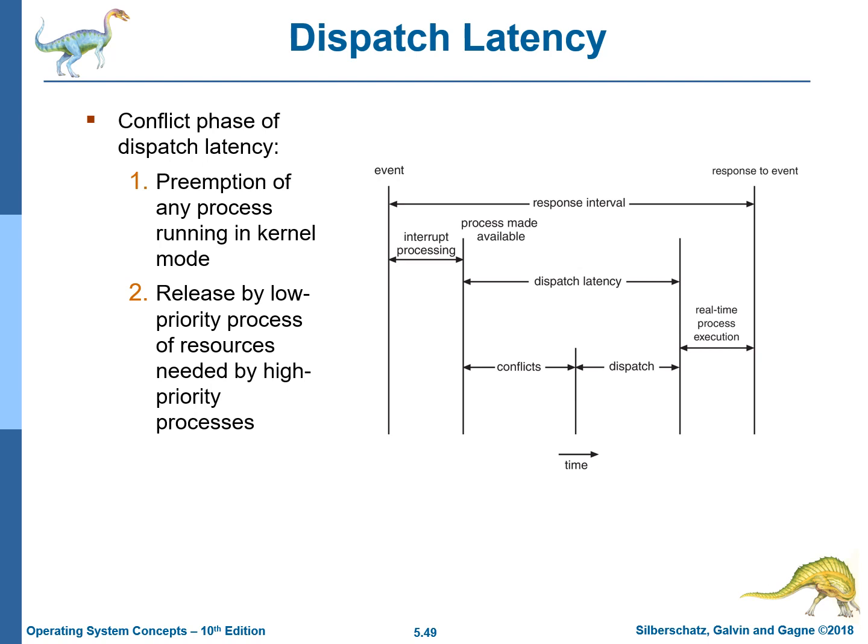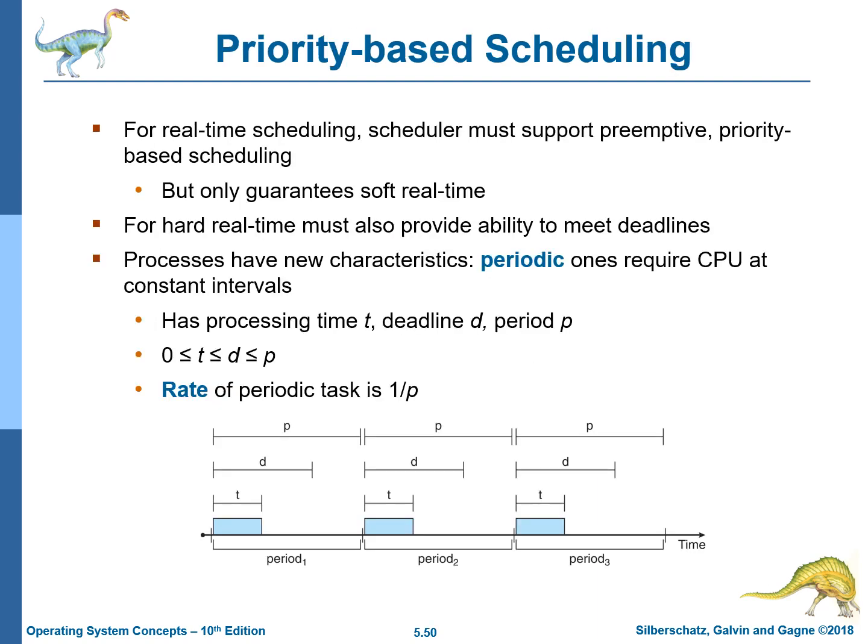Conflict phase of dispatch latency. Number one, preemption of any process running in kernel mode. Number two, release by low priority processes of resources needed by high priority processes. Priority-based scheduling. For real-time scheduling, the scheduler must support preemptive priority-based scheduling, but it only guarantees soft real-time. For hard real-time, it must also provide the ability to meet deadlines.